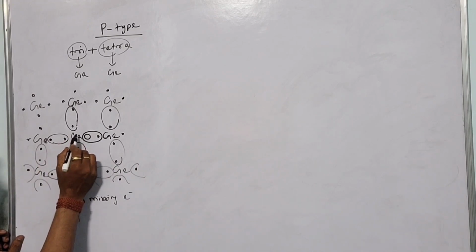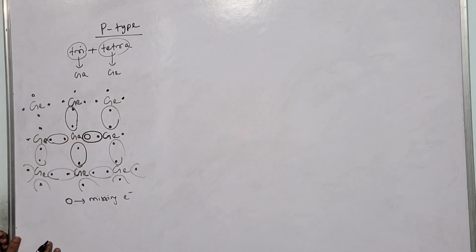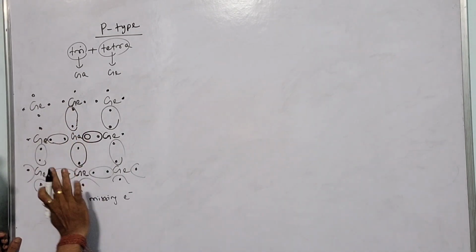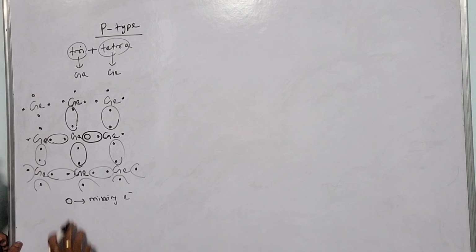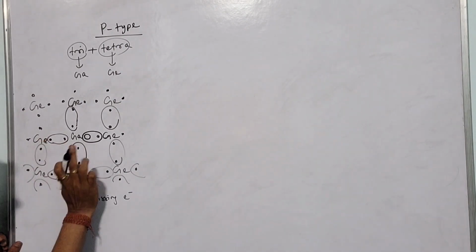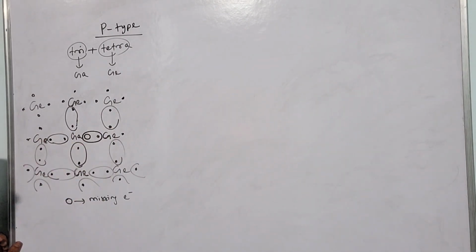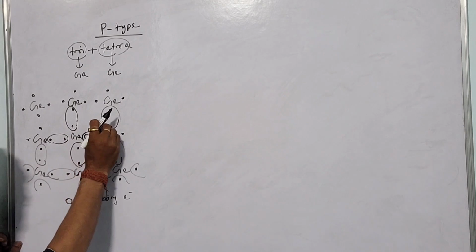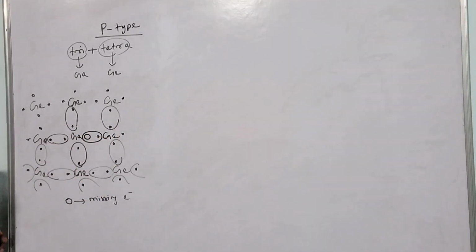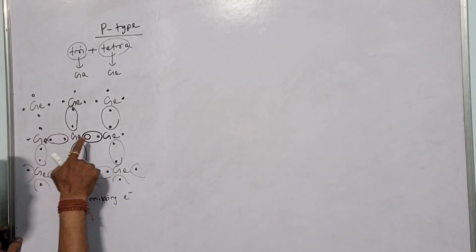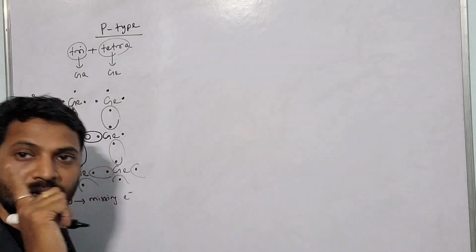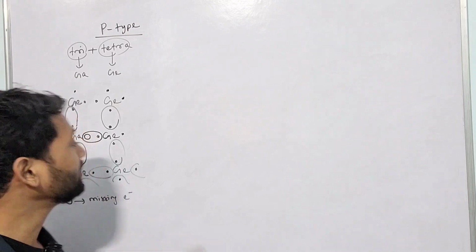So here again I repeat, since gallium has 3 electrons, 3 covalent bonds will form between gallium and 3 germanium atoms. And 1 electron is missing to make the covalent bond. That empty space is called a hole, or the missing electron is called a hole. Meaning, here 1 gallium atom will provide 1 hole.